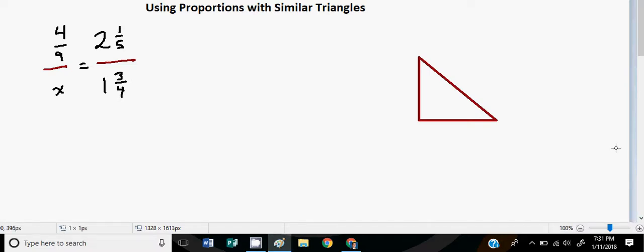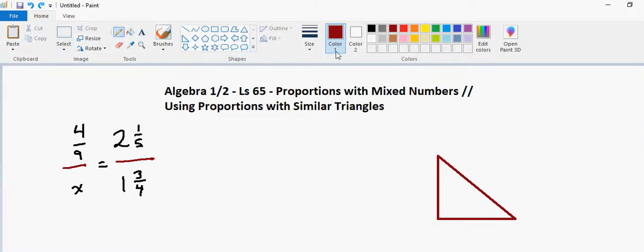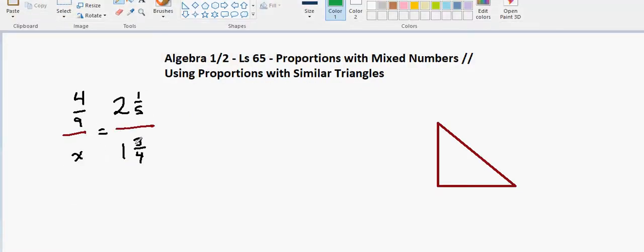Algebra Half Lesson 65 involves some proportion work and using it to do some geometry. Pretty cool. First of all, we've got a proportion here, two ratios set equal, and we've seen it with the fraction and the numerator before. We've gotten used to using red fraction bars, but here we have not a fraction but a mixed number. So what do you think we should do?